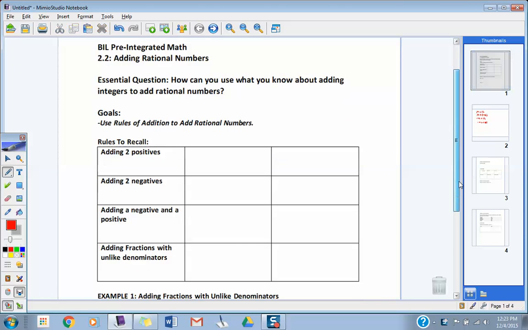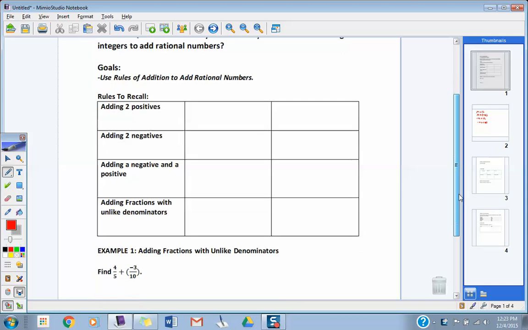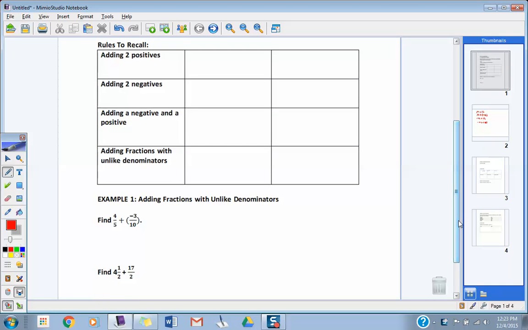So in order for us to answer this question right here, we need to understand rules of addition in order to add rational numbers. So some rules to recall. We've kind of talked about this already. Let's see if we can make sure we understand this again.